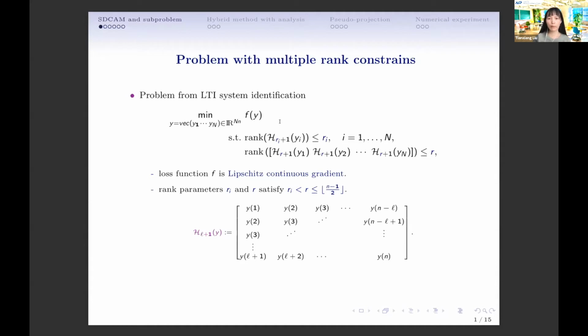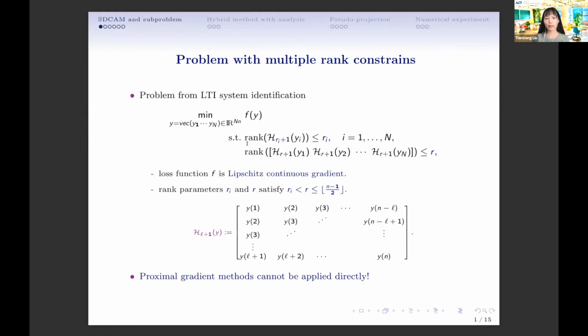So this problem is definitely difficult to solve. Even if we don't have a Hankel structure inside, it is difficult to solve, especially because of the last coupling constraint. For example, all kinds of proximal gradient methods cannot be used to solve this problem because the most difficulty lies in that the projection to the feasible set is impossible.